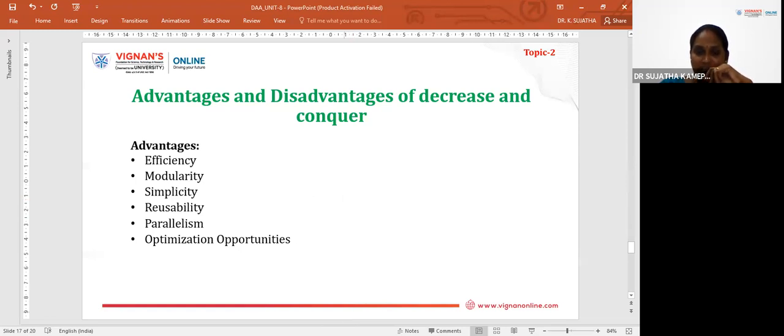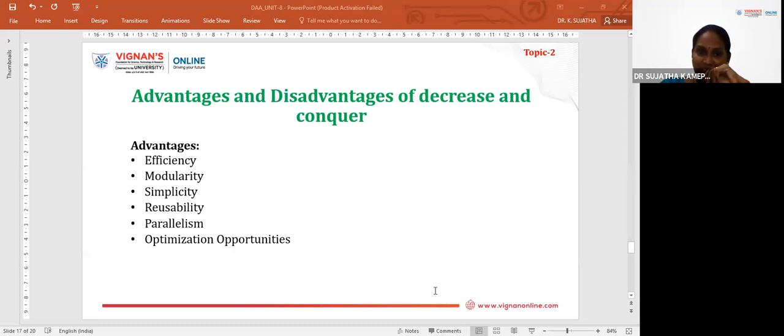Now we will see the advantages one by one. First, efficiency: decrease and conquer technique often results in efficient algorithms, especially if the subproblems can be solved in parallel or with significantly reduced input sizes. Coming to modularity, breaking down a problem into smaller manageable subproblems promotes modularity in the algorithm design and makes it easier to understand and maintain the problem and solve the problem.